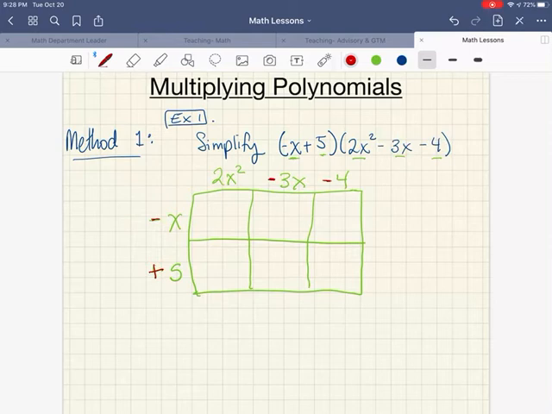Okay, so now we just multiply. So 2x squared times negative x is negative 2, and remember, if there's no number there, there's a 1. So that would be x to the third, because you're adding the exponents, because you have 2 x's here. X squared times x means x times x times x. So that's 3 x's being multiplied.